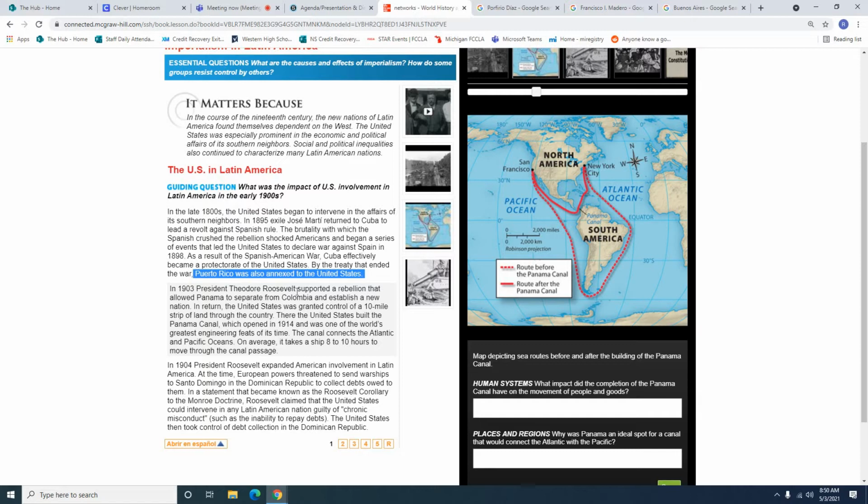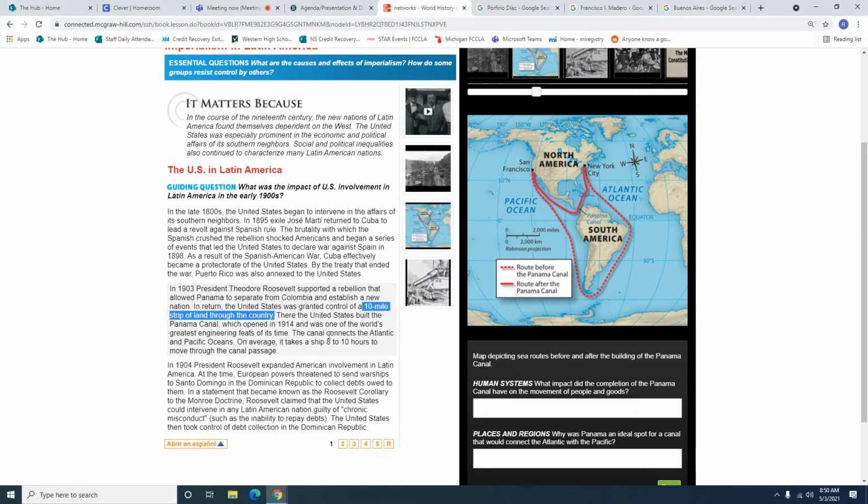And so he's also going to support rebellion in Latin America, because guess what? So far, it seems like it really pans out for the United States. So when Panama separates from Colombia, to establish itself as a new nation, the U.S. supports it, and gets control of a 10-mile strip of land through the country.